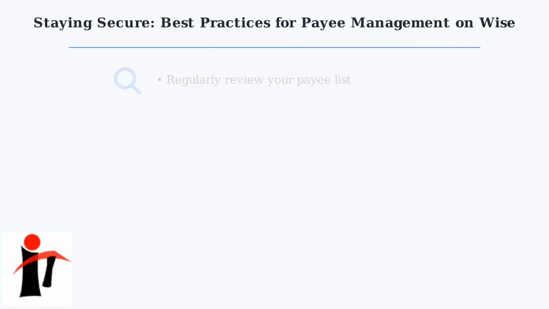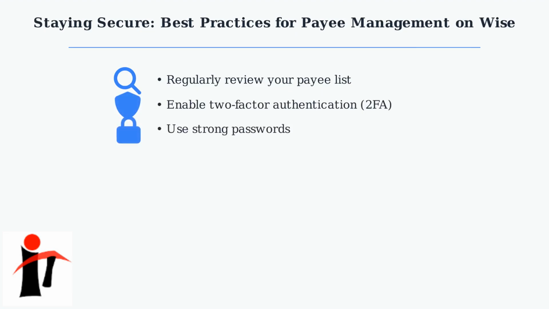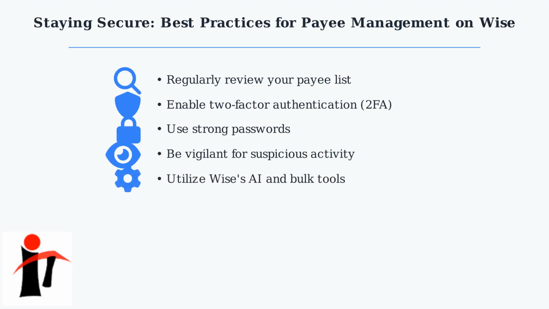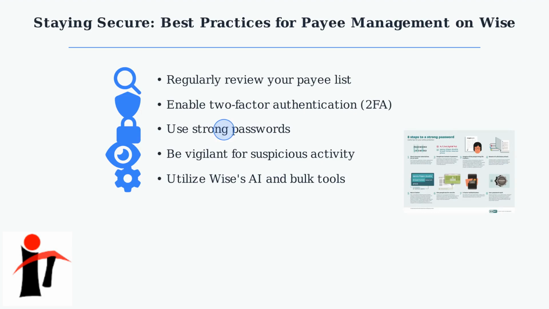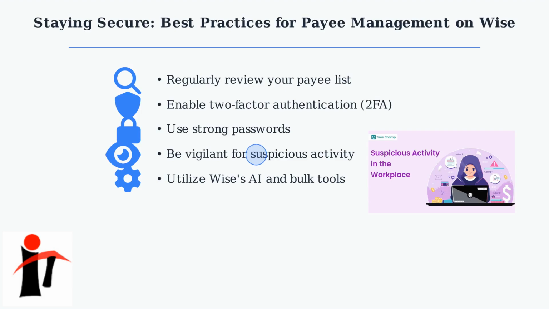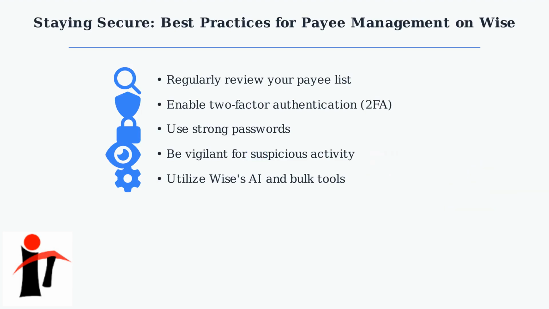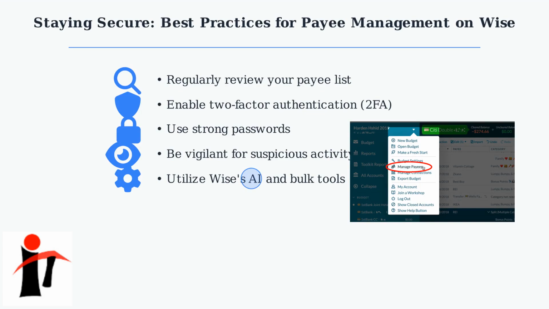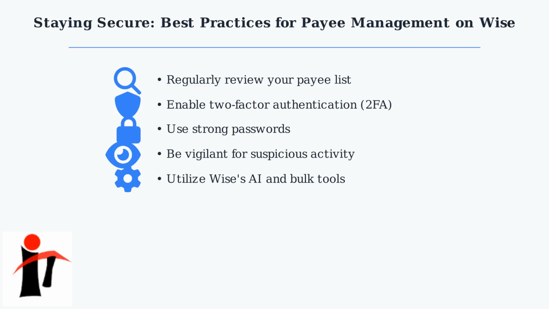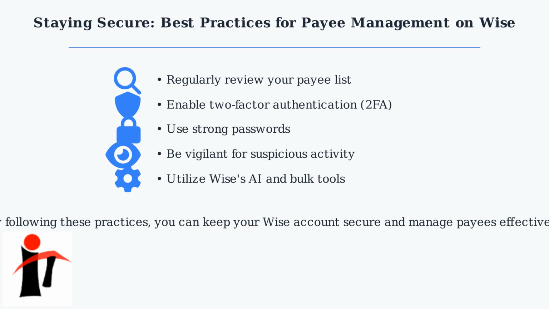Maintaining security in payee management is crucial for protecting your Wise account. Here are key best practices to follow. First, regularly review your payee list to ensure all recipients are legitimate and up to date. Second, enable two-factor authentication for an extra layer of security. Third, use strong passwords to protect your account access. Fourth, stay vigilant for any suspicious activity related to your account. Finally, take advantage of Wise's AI-driven fraud detection and bulk payee management tools for enhanced efficiency and security. Following these best practices helps ensure your Wise account remains secure while managing payees efficiently.